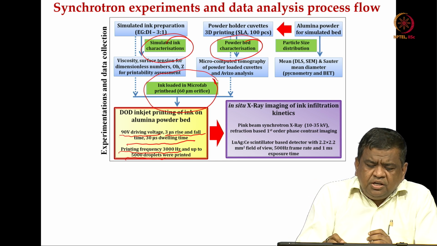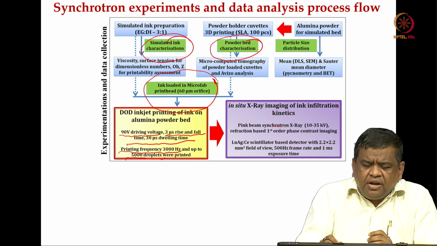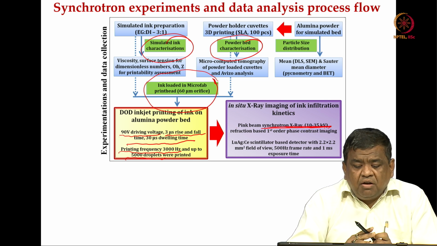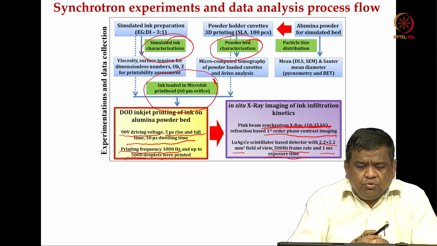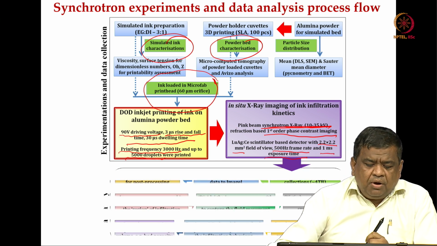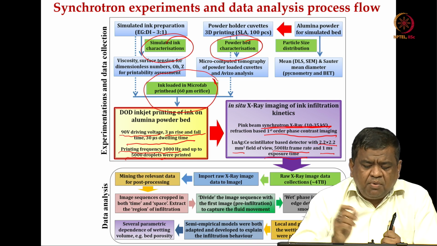What we have used is a pink beam synchrotron X-ray, 10 to 35 kilovolt, and this is a refraction based fast phase contrast imaging. So, we have used a specific scintillator based detector with 2.2 by 2.2 millimeter square field of view, 500 Hz time frame, and 1 millisecond exposure time. Once we have used that, the next part is data analysis.